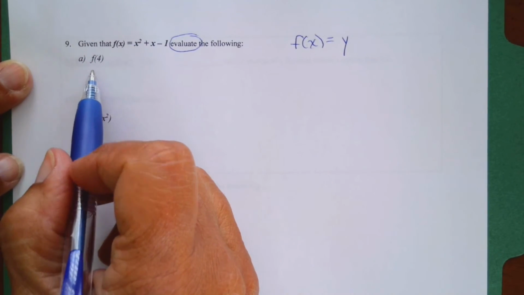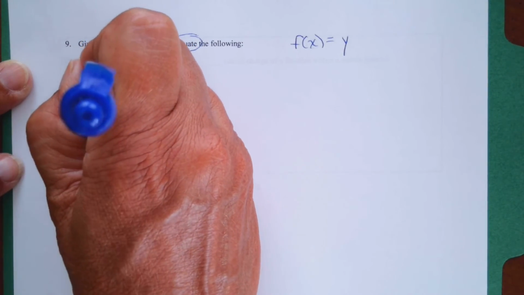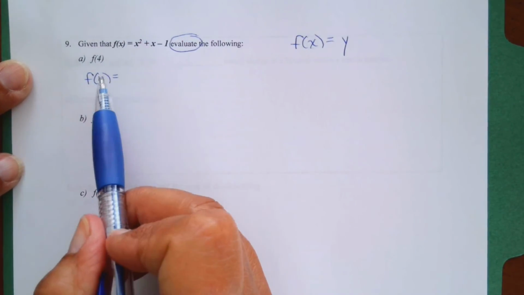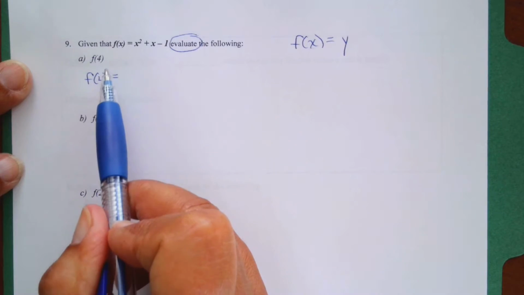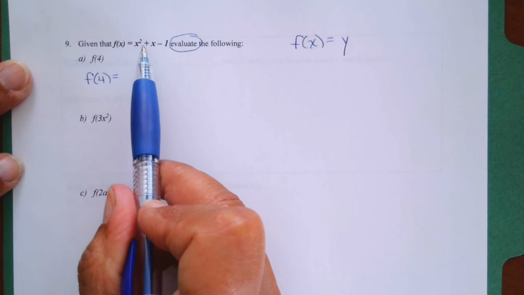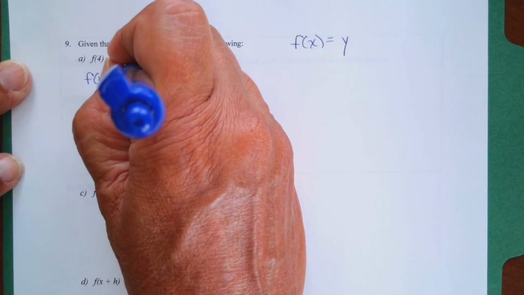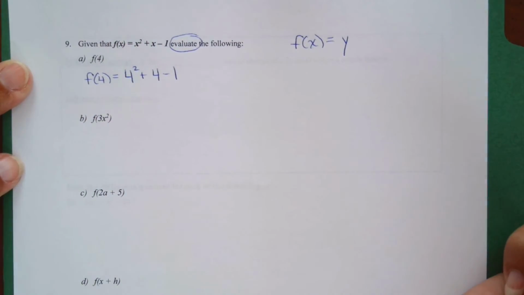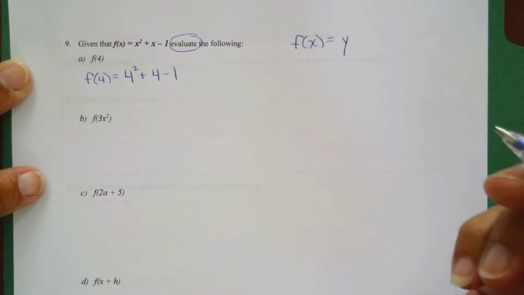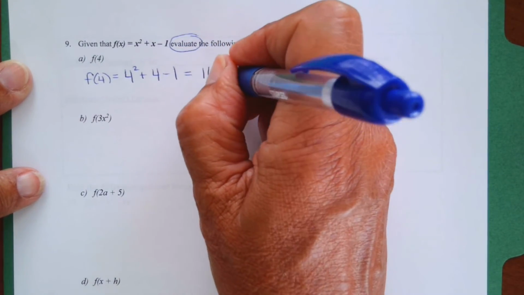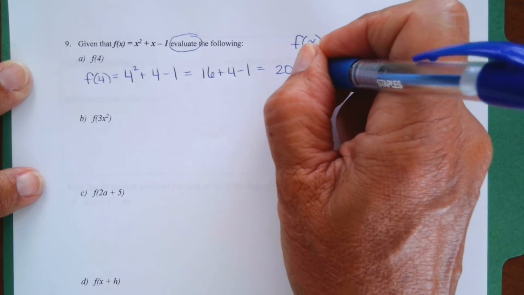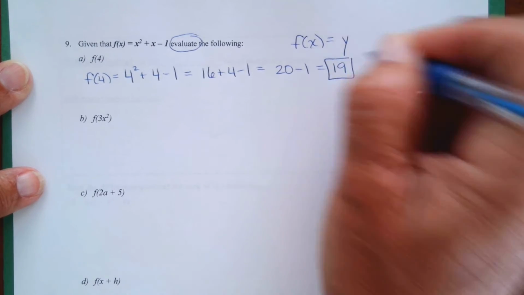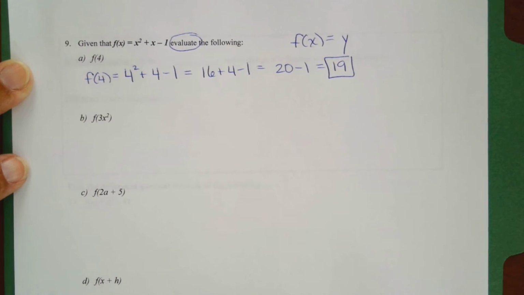So if we look at f of 4, we're going to write it. What this means is instead of an x over here, it wants you to put a 4 in here. So it's replacing this x with the 4. So I've got to replace these x's with a 4. So that's 4 squared plus 4 minus 1. Now just watch your order of operations or use your calculator. So 4 squared is 16 plus 4 minus 1. 16 plus 4 is 20. 20 minus 1 is 19. So that's just standard plugging a number into the function.